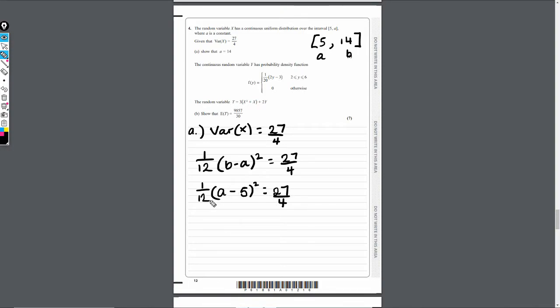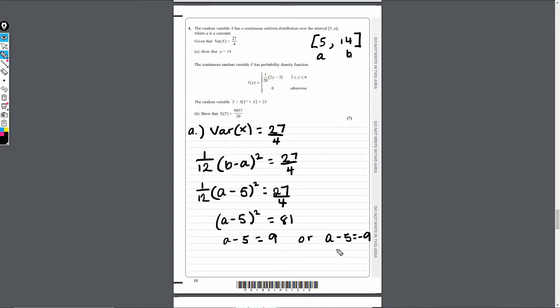Okay, let's keep simplifying. I'm going to multiply both sides by 12, and I'll just get (a minus 5) all squared. On this side, 27 over 4 times 12 gives 81. Now we just need to carry on working this out for a. The first thing I could do is square root both sides, taking into account the fact that I could have the negative square root as well. So a minus 5 is equal to 9, or a minus 5 is equal to minus 9.